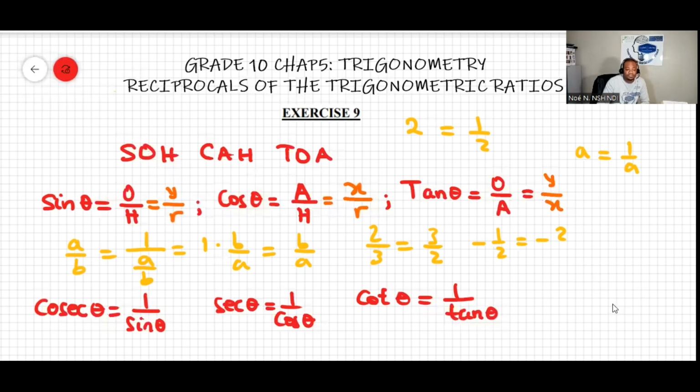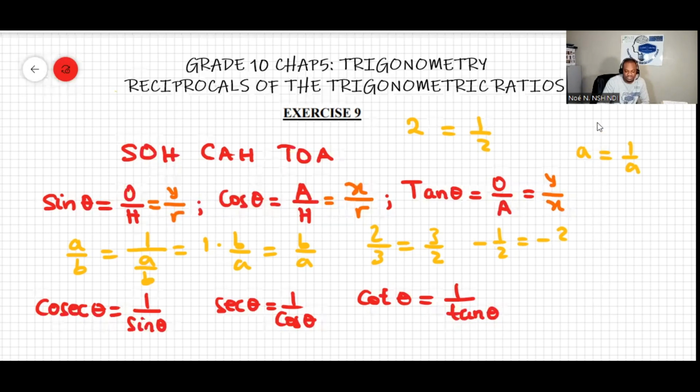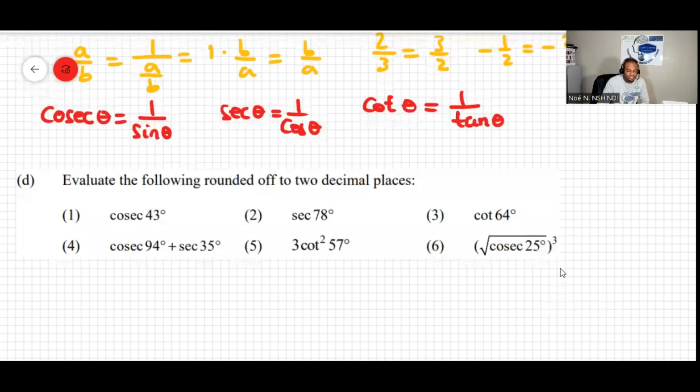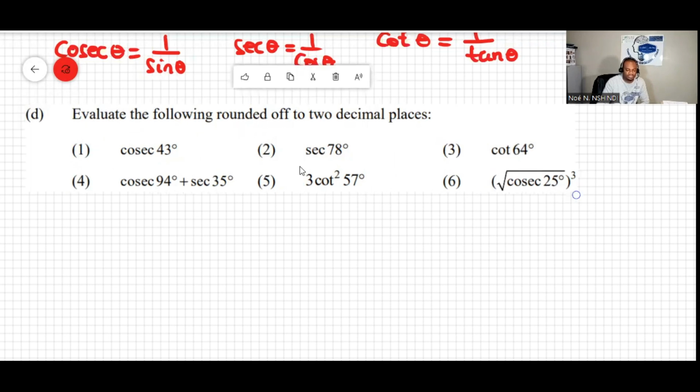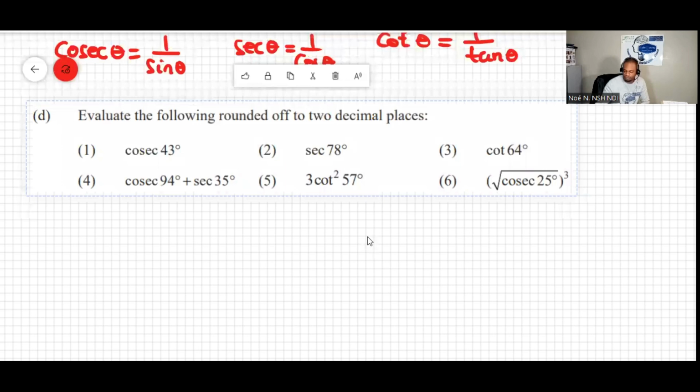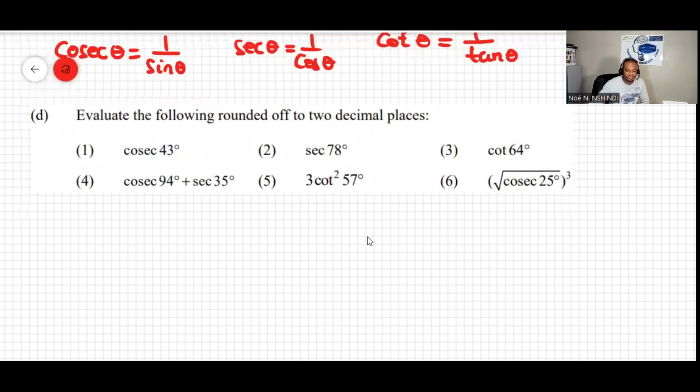Now we can do the next question. We can do question D. Question D says evaluate the following rounded off to 2 decimal values. So I'm not really going to do that because this is the work of a calculator. So we can skip question D. But just remember, just write it the way it is presented in the calculator, and then press equal, and then you're going to get the answer.